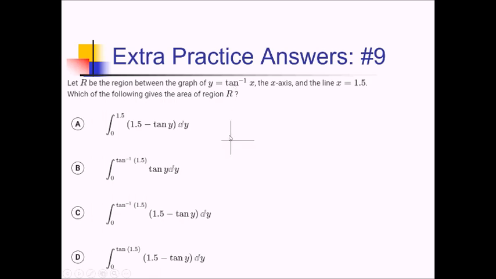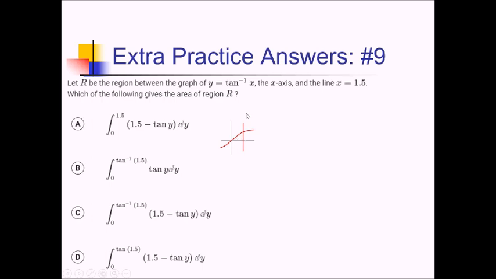Arctan, or tan inverse, is basically the tan function but reflected over the line y equals x. So it looks kind of like this. It sort of looks like a cube root function, only it's got asymptotes, whereas the cube root function does not. But this is the basic shape. We don't really need more than just the basic shape. We also have the line x equals 1.5. That's a vertical line over here somewhere. And this region's also bounded by the x-axis. So it's this little almost triangular shaped region in here. It's not quite a triangle, but we just want the area of this region.